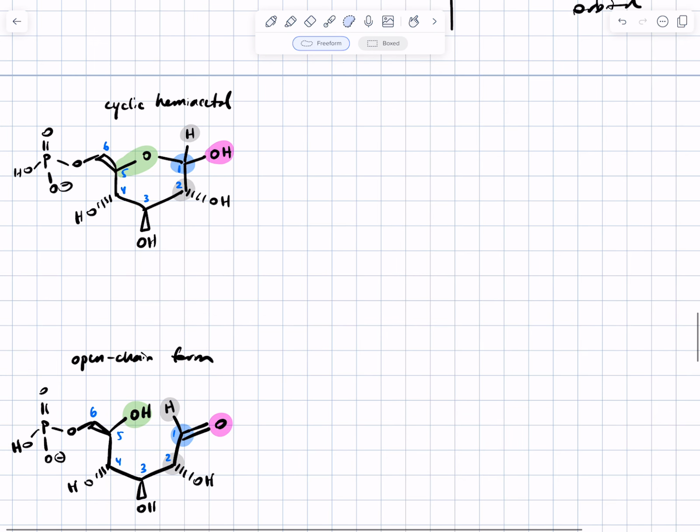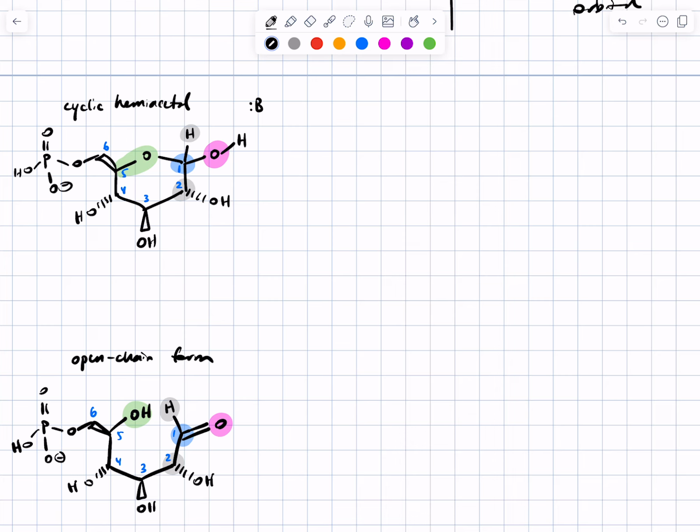You need some basic group, possibly from the enzyme, possibly water. The open chain form is in equilibrium with the hemiacetal. You remove this proton, then the negatively charged oxygen kicks down and kicks off the leaving group. That's what creates the new pi bond. Then, as the leaving group is leaving, it's going to pick up a proton from some acidic group, possibly an enzyme side chain, possibly a water molecule. So that's all you need to do for chain opening.